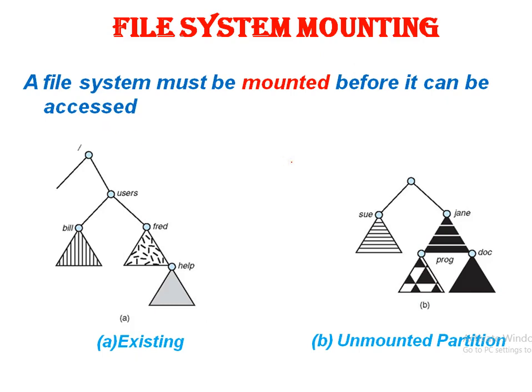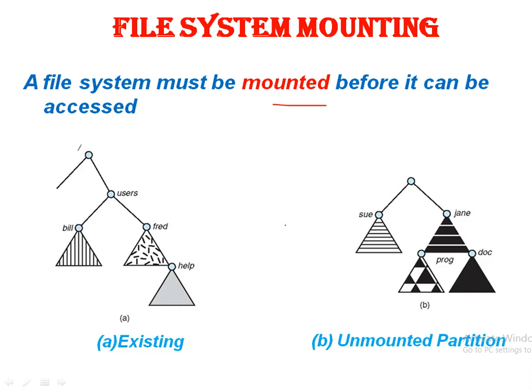So the mount is a straightforward procedure. The operating system is given the name of the device and the mount point, the location within the file structure where the file system is to be attached. So the mount point will tell us where exactly I need to locate the given file structure, where exactly I need to attach it. What is this? We'll see.